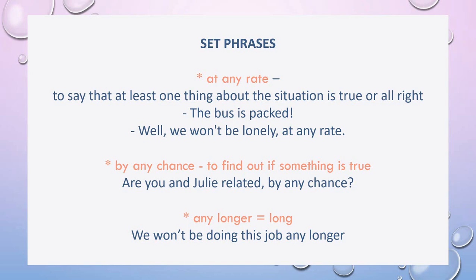Next is "by any chance". It means to find out if something is true. Are you and Julie related by any chance? And the last but not the least phrase is "any longer", which means for a longer time. For example, we won't be doing this job any longer.